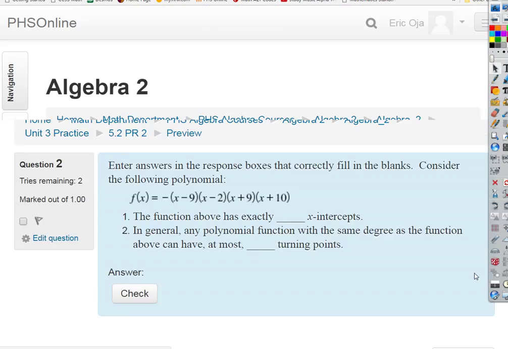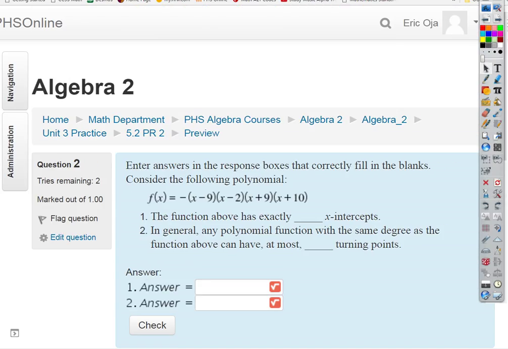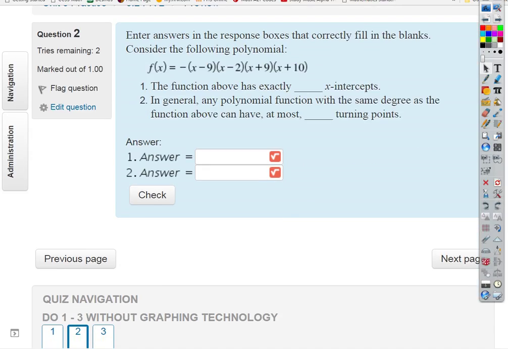Okay, how about this one? How many x-intercepts does that have? 4. Okay, what's the degree of that one going to be? 3. The degree. Oh, the degree. That'd be, I'm going to multiply x times x times x times x. X to the 4th, right? So the degree is 4. The question wants to know how many turning points could it have at most then? 3. So it would be 4 and 3 would be the answers.